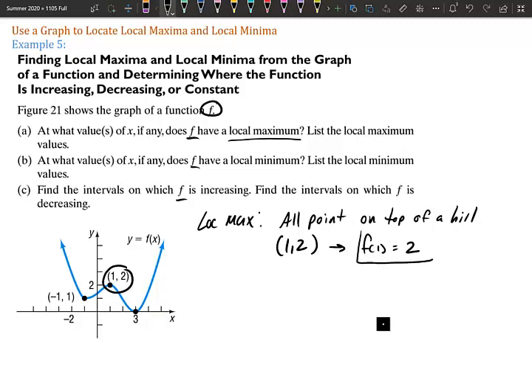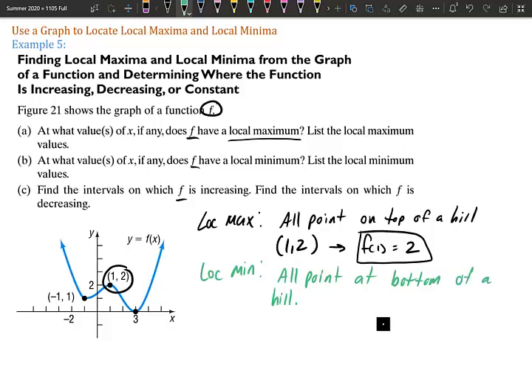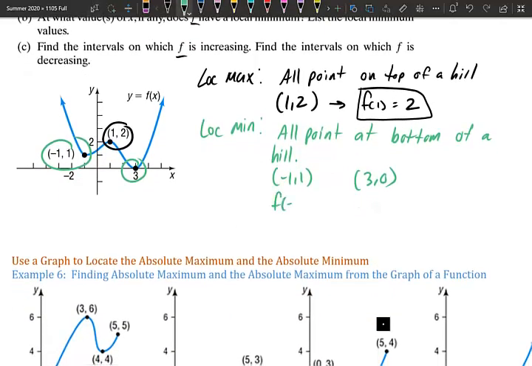So local minimum is just the opposite. So the opposite of a hill is a valley. So it's all points at the bottom of a hill, so basically like where it swoops down. So we have two of those. We have 2 points of -1, 1 and 3, 0. So our answer is f of -1 equals 1 and f of 3 equals 0.